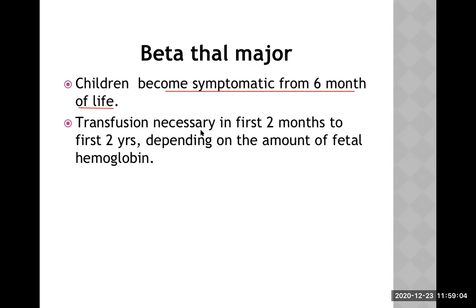So transfusion is necessary in the first 2 months to first 2 years, depending on the amount of fetal hemoglobin. Though fetal hemoglobin is there, remember this fetal hemoglobin is not good for that baby. We all know that. It doesn't allow unloading of oxygen easily to the tissues. So some of the babies may manifest a little bit earlier. That's why the first 2 months is written. Still, the majority of the children don't manifest prior to 6 months. Transfusion may be necessary right from this age, and it will be continued throughout life till the definitive treatment is given.